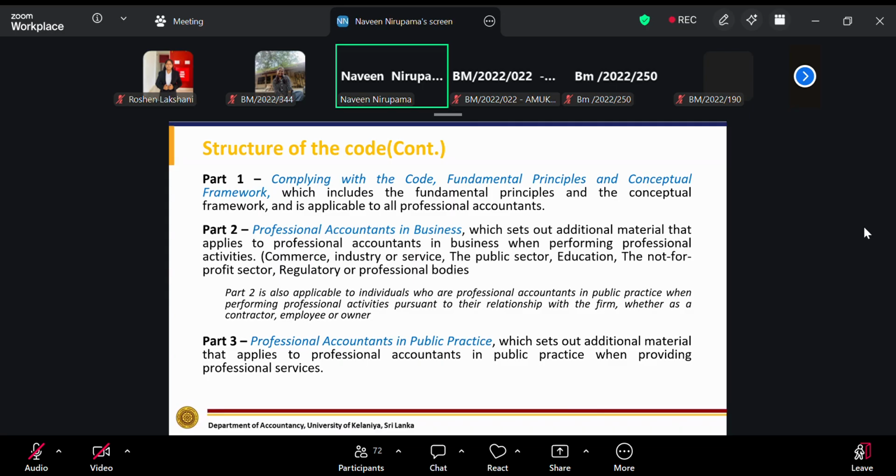Part 3 discusses the professional accountant in public practice, which sets out the additional material that applies to professional accountants in public practice when providing professional services. When providing professional services for the public sector, how the professional accountant should act with them is discussed in the part 3 section. If persons provide services or advice to the public sector, how they should act is mentioned under part 3 of the codes.